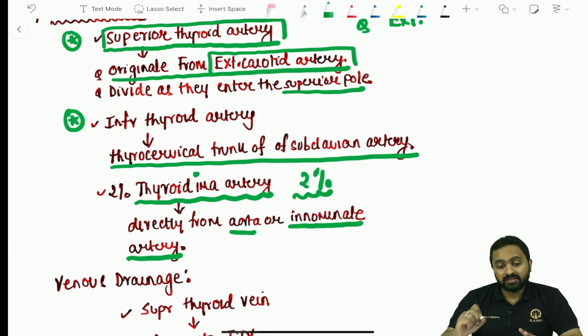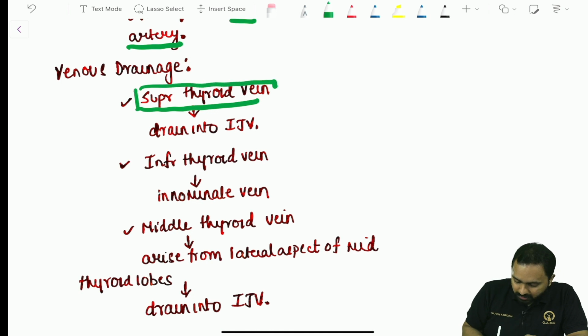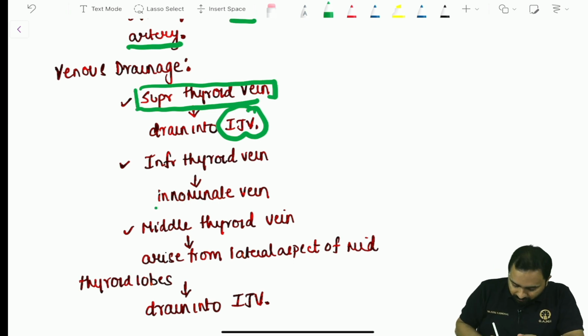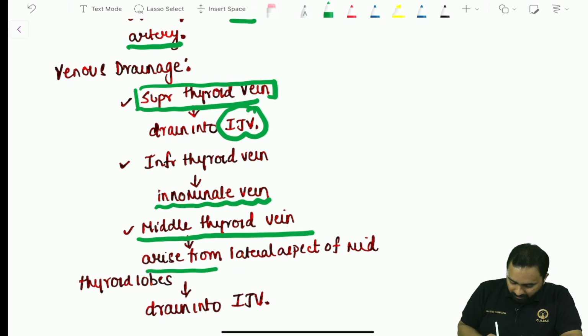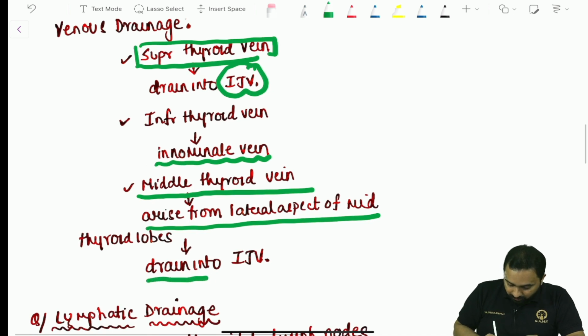Now regarding the venous drainage, you have the superior thyroid vein. The superior thyroid vein drains into the IJV. Then you have the inferior thyroid vein, which drains into the innominate vein, and you have the middle thyroid vein, which arises from the lateral aspect of the thyroid lobes, and it again drains into the IJV.